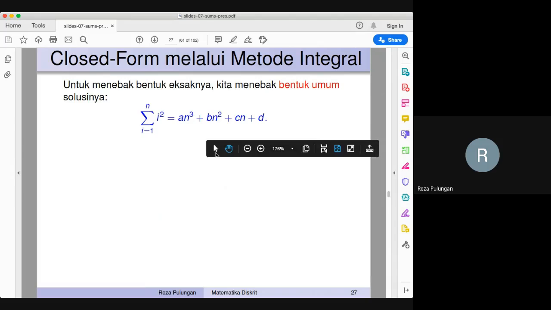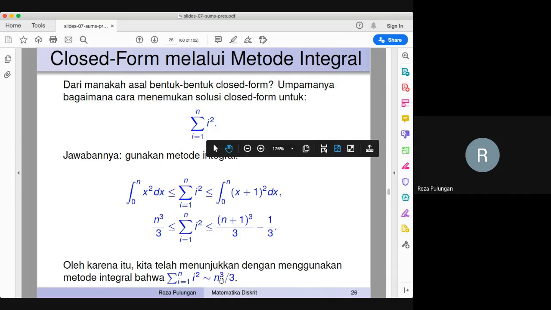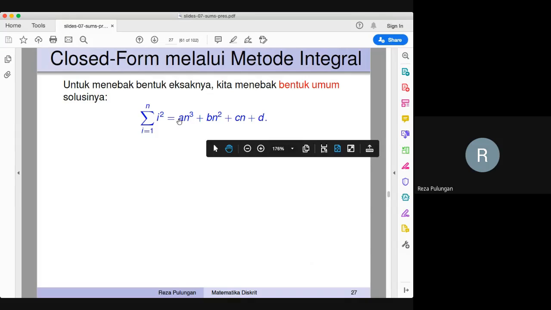Because this is n to the power of 3, the main term is n to the power of 3, so you say that this is a cubic function. Even though you don't know the exact form, you know it will be like this: A multiplied by n to the power of 3 plus B multiplied by n to the power of 2, the general cubic function, plus C multiplied by n plus D.